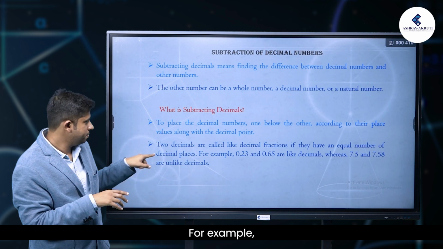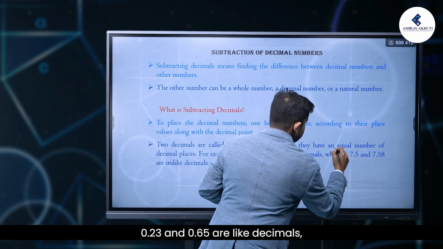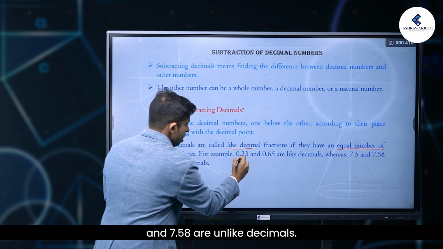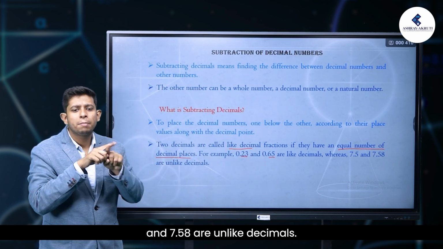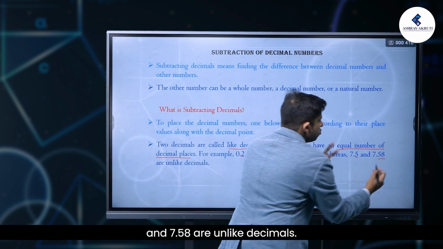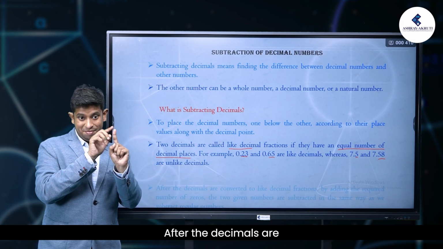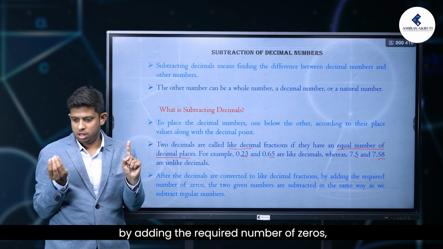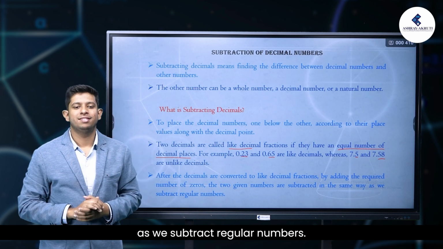For example, 0.23 and 0.65 are like decimals, whereas 7.5 and 7.58 are unlike decimals. After the decimals are converted to like decimal fractions, by adding the required number of zeros, the two given numbers are subtracted in the same way as we subtract regular numbers.